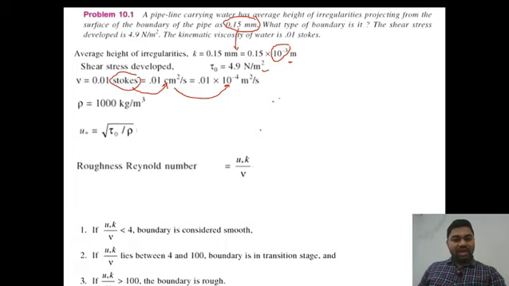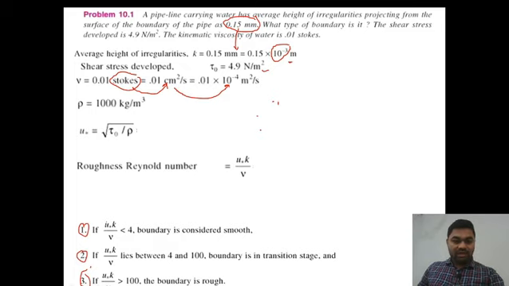If u star k by kinematic viscosity nu is less than 4, the boundary is considered to be smooth. If u star, shear velocity, into average height of irregularities by kinematic viscosity lies between 4 and 100, the boundary is in transition stage. And if it is greater than 100, then the boundary is said to be rough. These are the criteria: criteria 1, criteria 2, criteria 3.